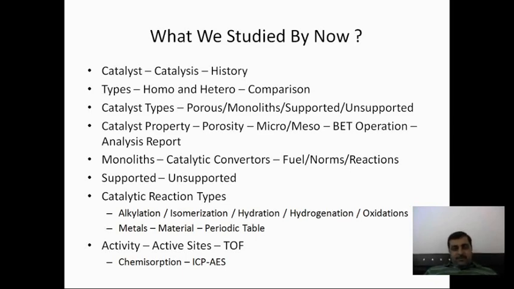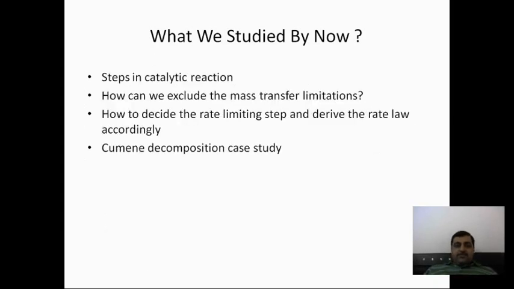We also discussed the different analytical equipment used in the characterization of different catalysts. Later we went on to study the different steps in a catalytic reaction, where we saw that there are 7 steps. Out of them, 4 are mass transfer steps. We went on to see how we can exclude these mass transfer limitation steps and make it a pure kinetic regime.